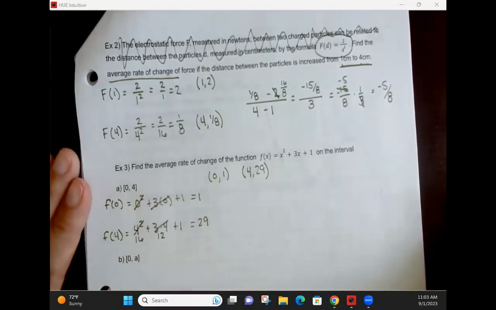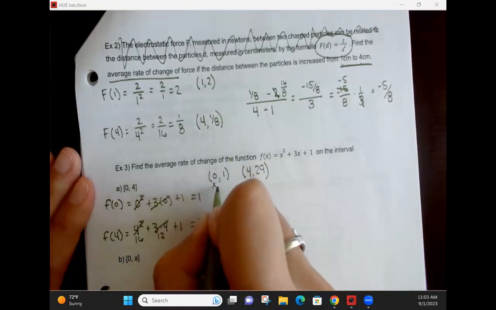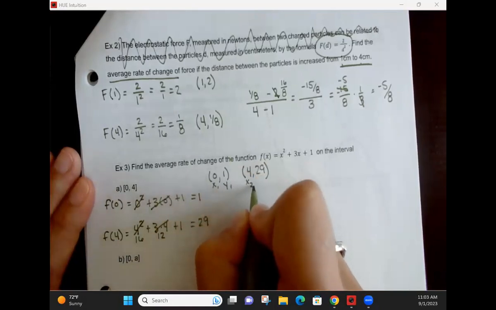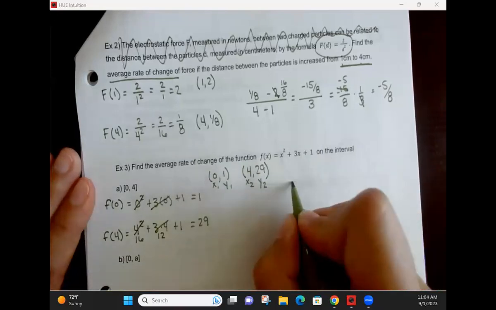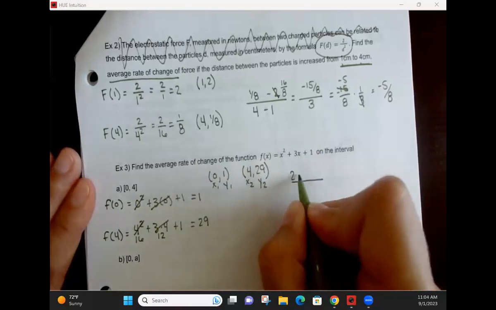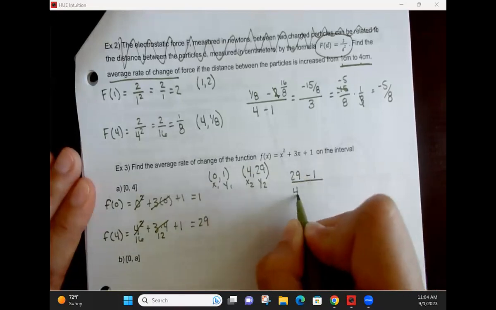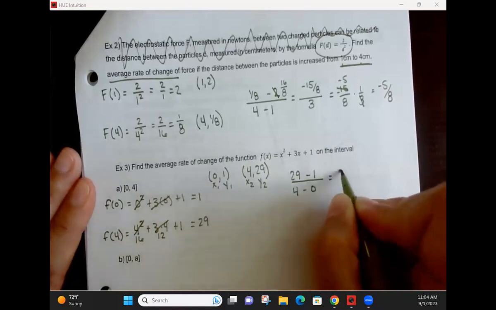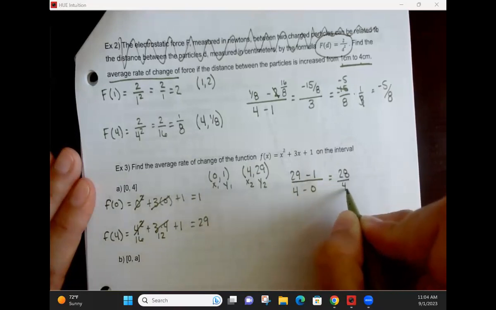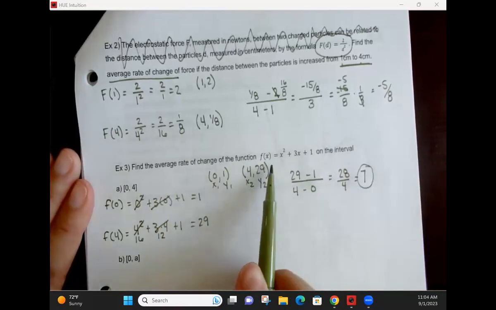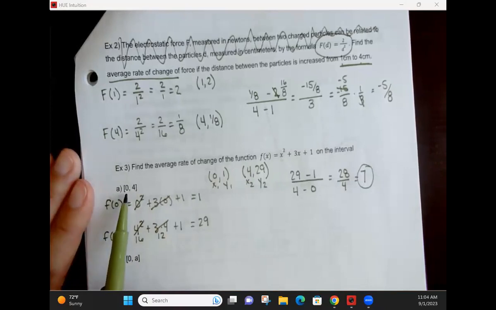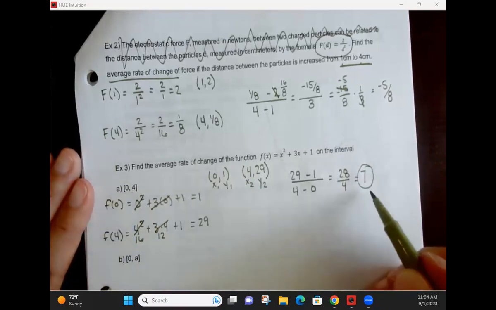And now I find the average rate of change. Again, if you like to label your points, x1, y1, x2, y2, if that helps you, make sure you put everything in the correct spot. That's absolutely fine. This would be 29 minus 1 over 4 minus 0. So we get 28 over 4, which is 7. So for this function, f of x, over the interval from 0 to 4, our average rate of change is 7.